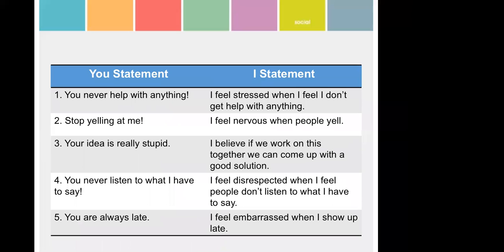So here are some of the responses that we get. You never help me with anything. You could switch it up to an I statement and say, I feel stressed when I feel I don't get help with anything. Stop yelling at me. You could turn that into, I feel nervous when people yell. Your idea is really stupid. I believe if we work on this together, we can come up with a good solution.